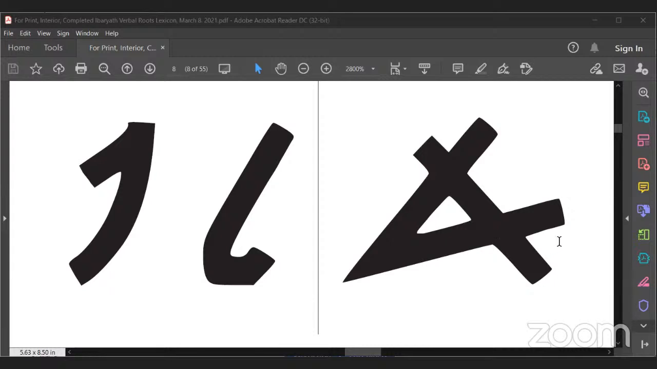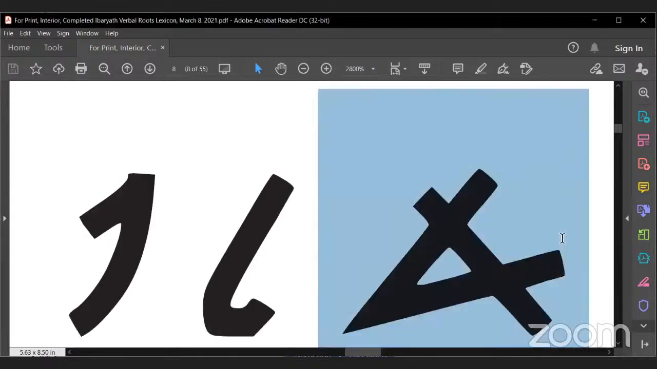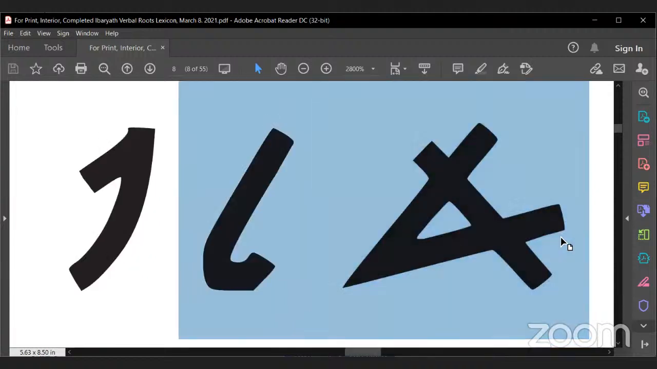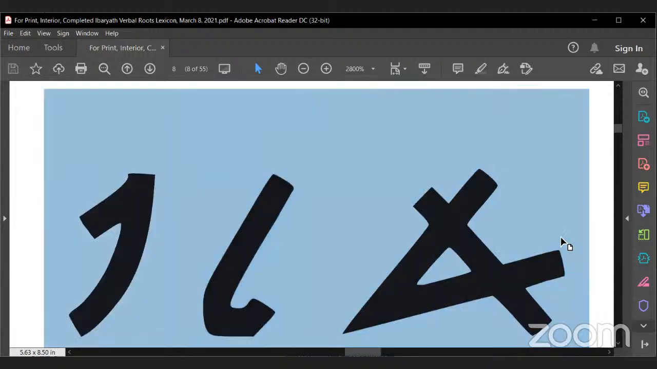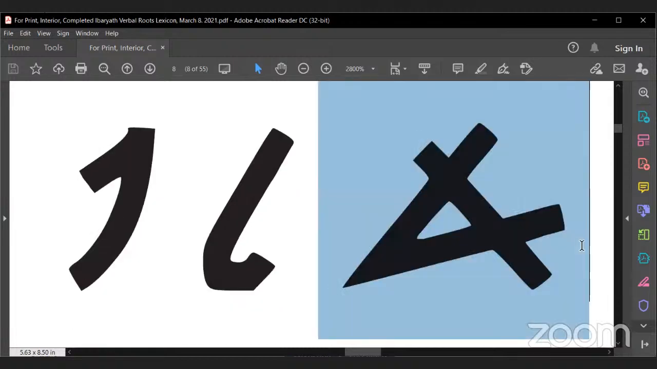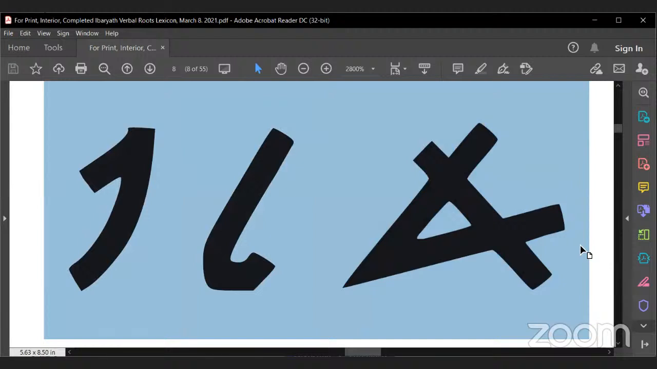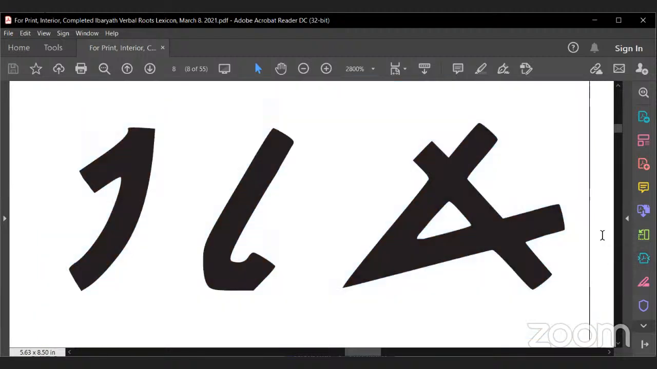So the Ibaryath is read from the extreme right, so follow the cursor to the extreme left. So we'll begin here. This is the pictograph A, La, Pa. Let's do it again. Repeat after me. If you have your children with you, have your children repeat. The first pictograph is A, La, Pa. Ibaryath is read from the extreme right to the extreme left.